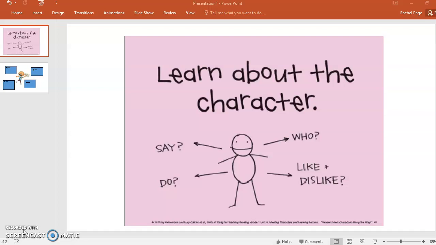A lot of times, friends, you can find that information right on the front cover of a book. Usually the main character will always be front and center on that book. And as you're reading, you want to make sure that you are learning everything you can about that main character. Learn about them. What do they say? Who are they? What do they like? What do they not like? What do they do?